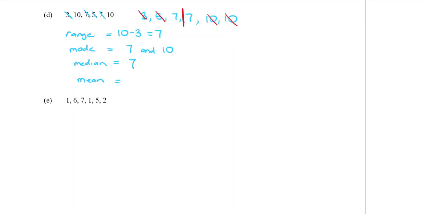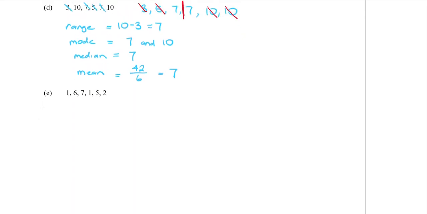The mean, add them up. 3 plus 5 plus 7 plus 7 plus 10 plus 10. 42 divided by 6 because there is 6 of them. And 42 divided by 6 goes exactly 7. We don't need any decimal places for that one. One more time for me, and then your turn.